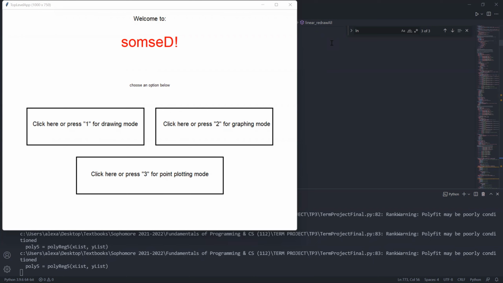My project is called somseD. It's like Desmos, but backwards. Essentially, the main premise is that you can draw on a graph and get a function in return, instead of you typing a function and getting a graph back. That's why it's like Desmos, but backwards. However, you still can graph functions.